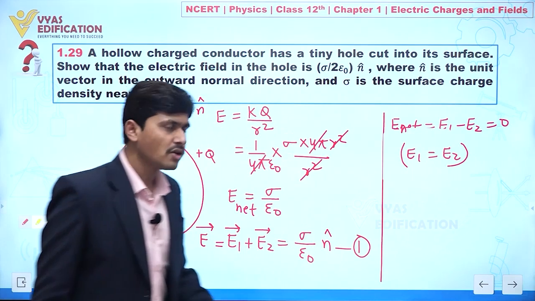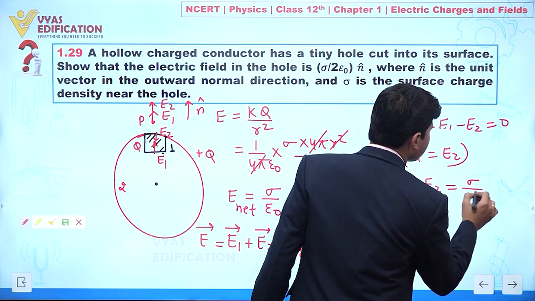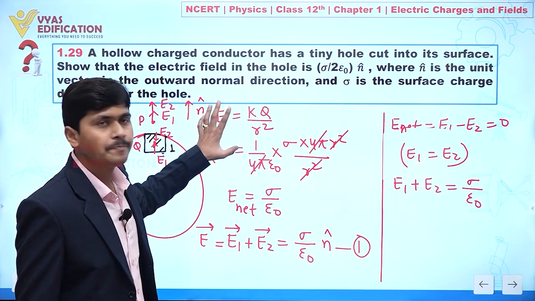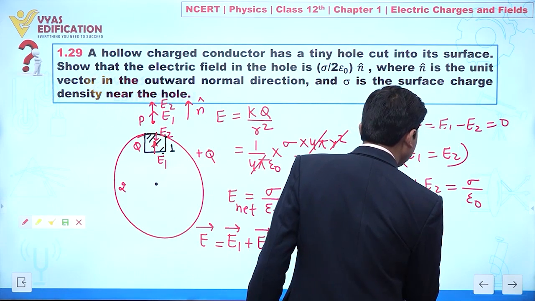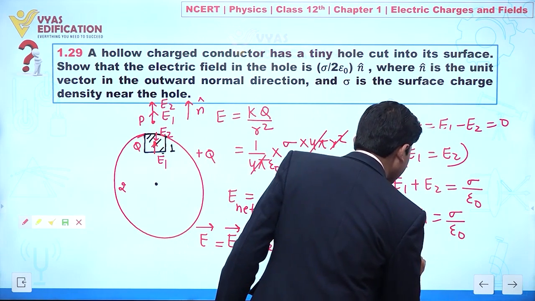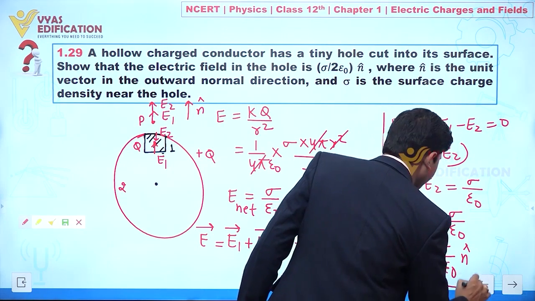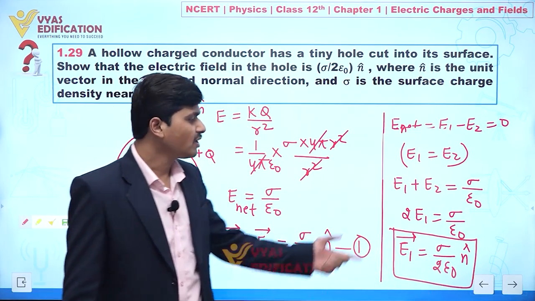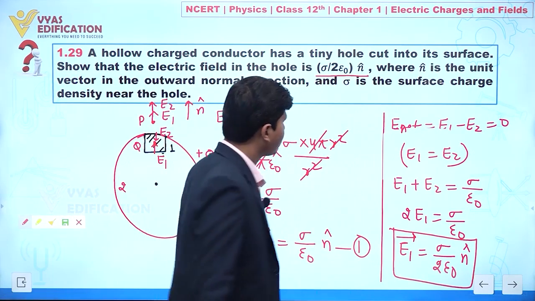Here we are just writing magnitudes because the directions are opposite, so E1 equal to E2. If we talk about magnitude, E1 plus E2 is equal to sigma upon epsilon naught, and the direction is along the outward normal, n cap. So 2 times E1 is equal to sigma upon epsilon naught, and E1 is given by sigma upon 2 epsilon naught. In vector form, the value of E1 is sigma upon 2 epsilon naught times n cap. So this is the answer and the proof of this question.